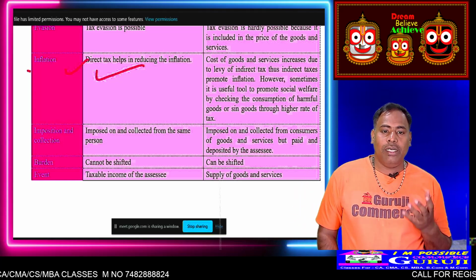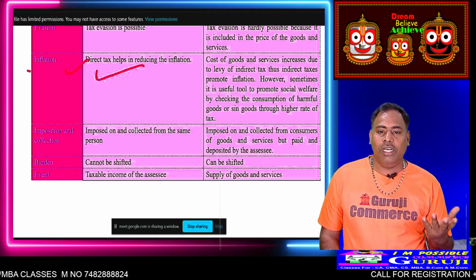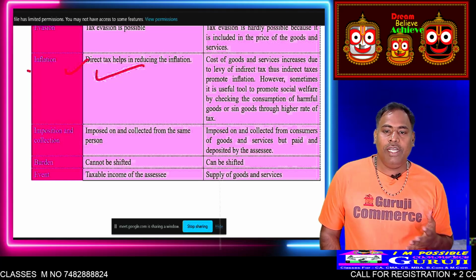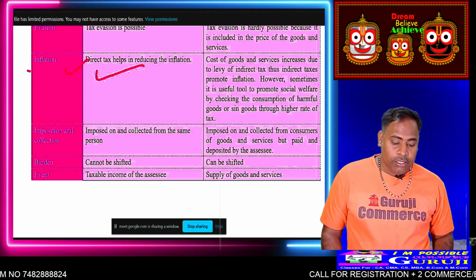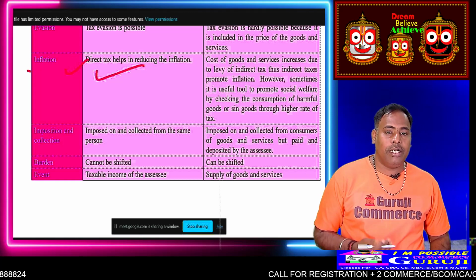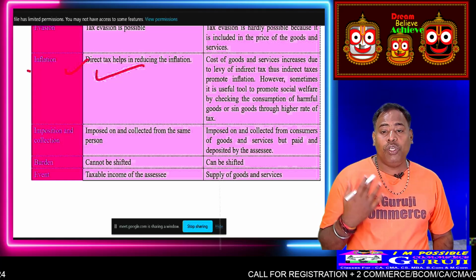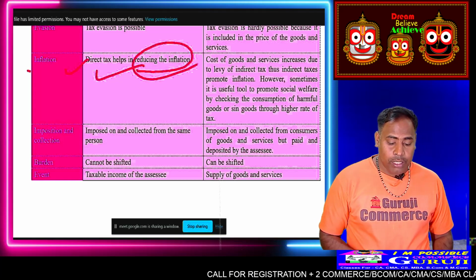Before 10 years, 20 years, 30 years, rice per kilo was 2 rupees, 3 rupees. Now it is 20 rupees, 40 rupees. Am I right? So inflation is there. If any commodity's price increases, that is inflation. The rate of the product or services increasing is inflation. So direct tax helps to reduce inflation.